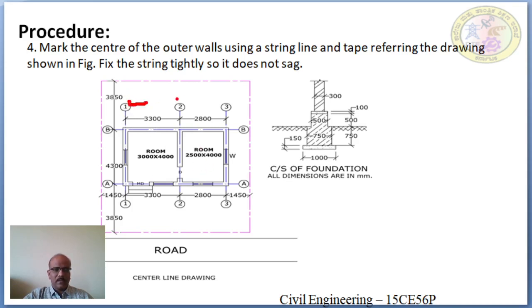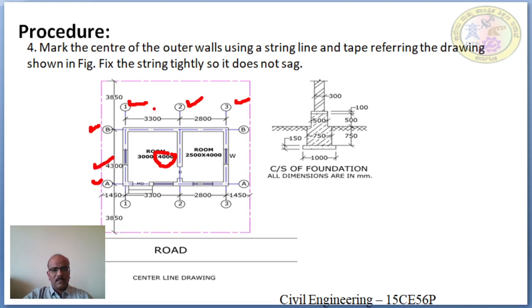The vertical grids 1, 2, 3 are established from the given drawing, and even the horizontal grid lines A and B are established, and the center to center distance is also calculated from the given drawing. The length of the room is given as 4 meter. Then by adding half of the width of the wall on either side of the center of the wall, the centerline length will be 4.3 meter.